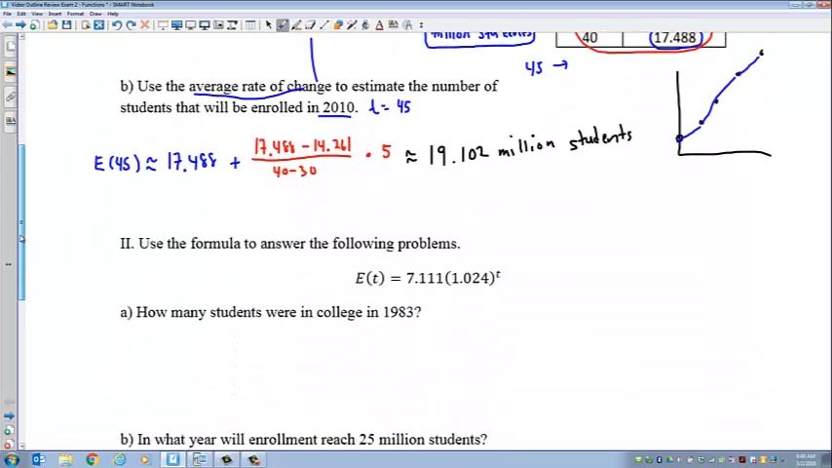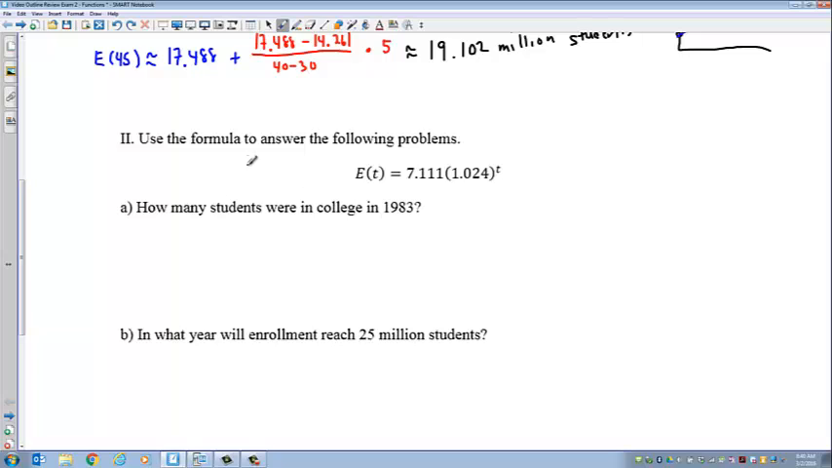Below this, instead of giving you a table, they're going to give us a formula. It says use the formula now to answer the following problem. Notice I skipped a graph because we're going to do a graph in a minute, but I wanted to do a formula problem. So here's my formula, E of t. Again, this represents the enrollment in millions of students, and t is the time after 1965. This is equal to 7.111 times 1.024 to the t. The first question: how many students were in college in 1983?